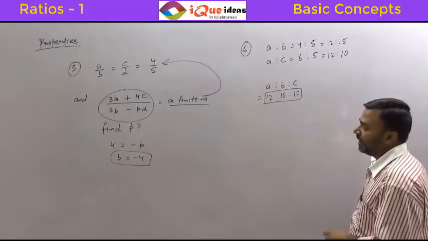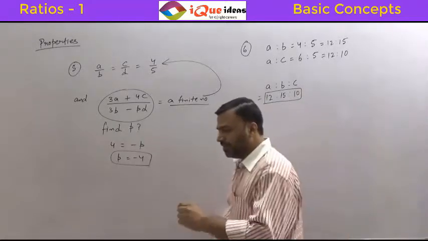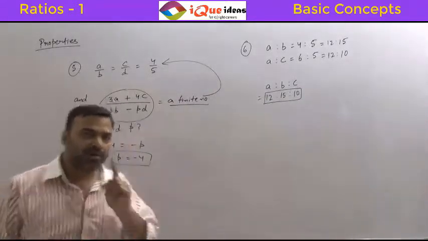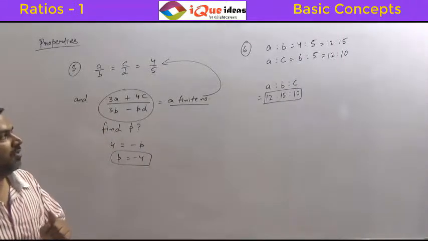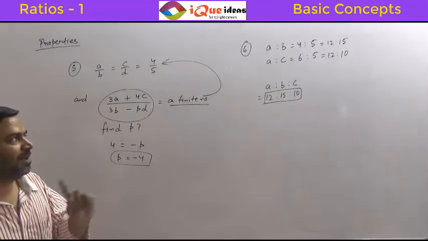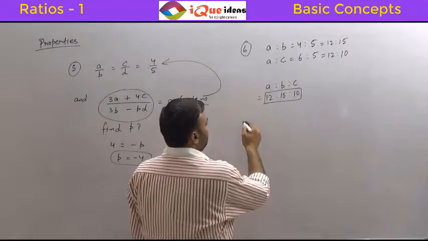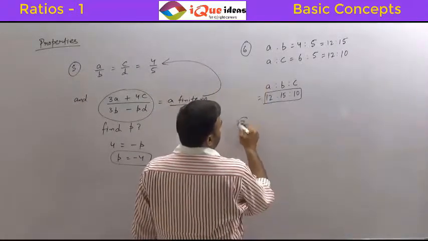Be very careful here. I'll repeat. Identify the quantity which is common. Make the numbers corresponding to that quantity, the common quantity, equal by taking LCM and by multiplying. So you can see that different ratios are being multiplied by different numbers. Right? Let's take another one.